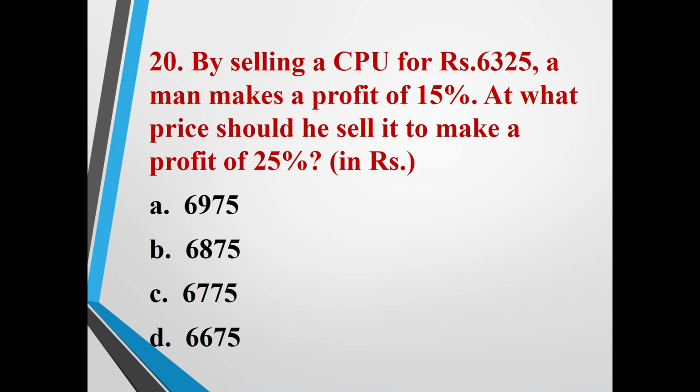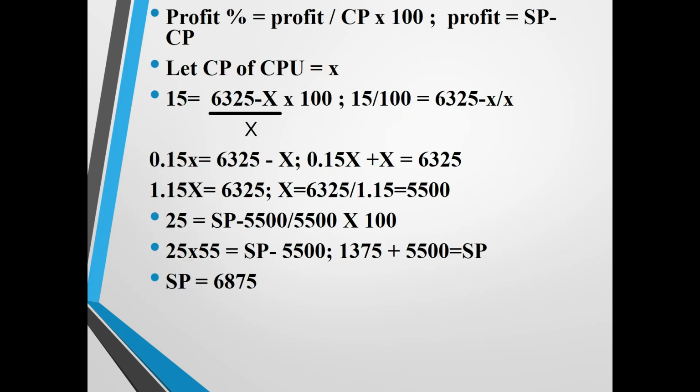Next question. By selling a CPU for rupees 6,325, a man makes a profit of 15%. At what price should he sell it to make a profit of 25%? By selling a CPU for rupees 6,325, that is the selling price is 6,325, a man makes a profit of 15%. And at what price should he sell it to make a profit of 25%?